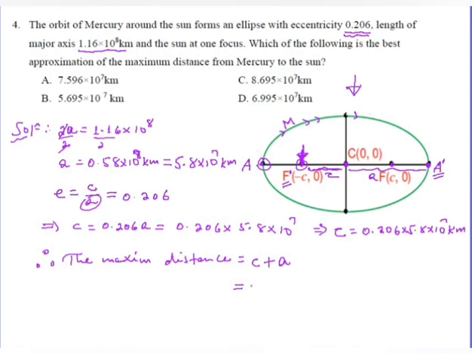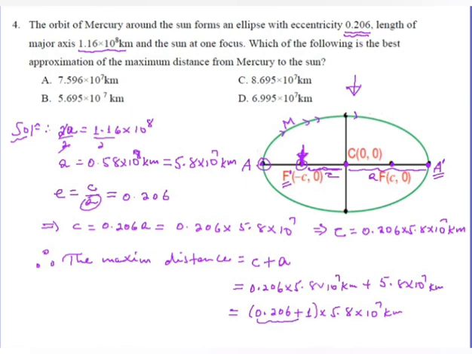So C is 0.206 times 5.8 times 10 to the power of 7, plus A is 5.8 times 10 to the power of 7. So taking out the common things, this is the same as 0.206 plus 1 times 5.8 times 10 to the power of 7 kilometer.